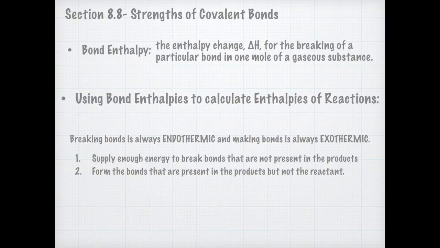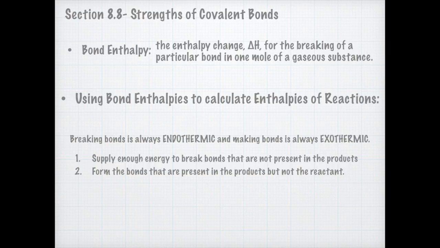And so what we need to keep in mind is that when breaking a bond, that requires energy. Therefore, breaking bonds is always going to be an endothermic process, while making bonds is going to be exothermic. And so what we need to do is provide enough energy to break the bonds that are not present in the products, and then we're going to form the bonds that are not present in the reactants.